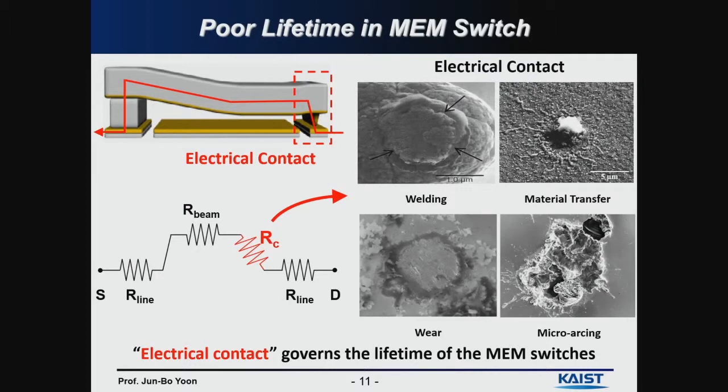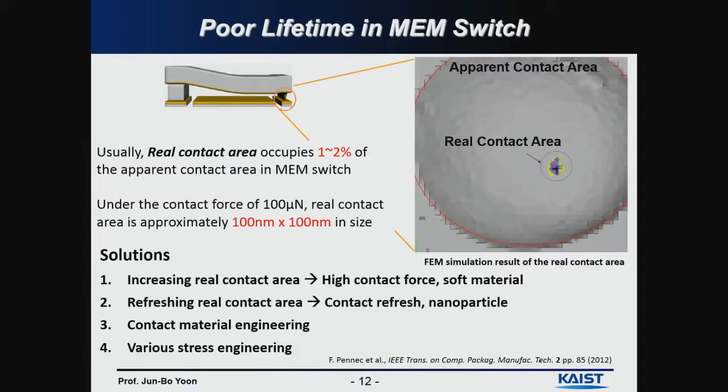So the second problem of the MEMS switch is the poor lifetime. And this is a very complicated problem because there is multi-physics involved in this contact region. And you know that the electrical contact governs the lifetime of the switch. So these are the conventional failure mechanisms: welding problem and material transfer problem, wear, and micro-arcing. And also, we need to know that the real contact area is different from the apparent contact area. Actually, this is a very small portion of the apparent contact area.